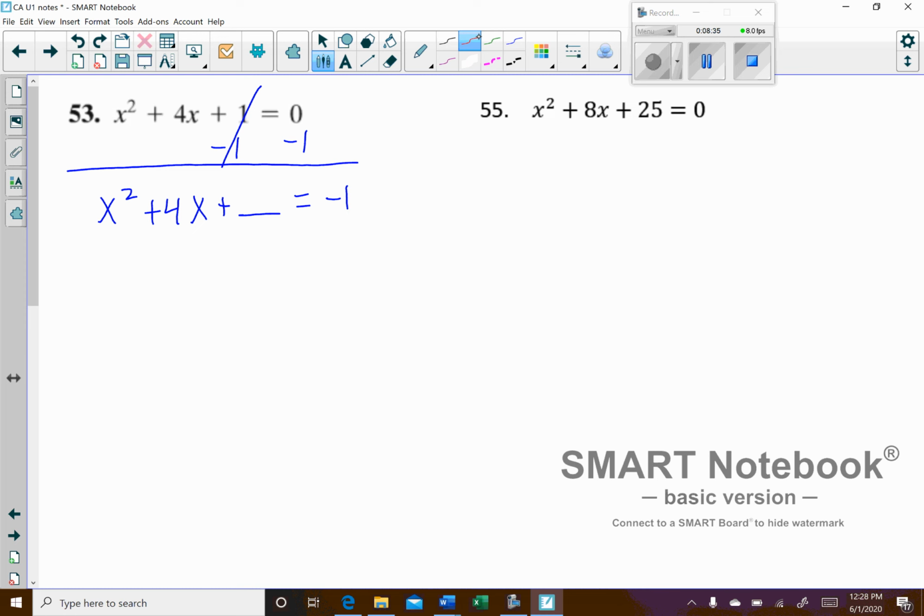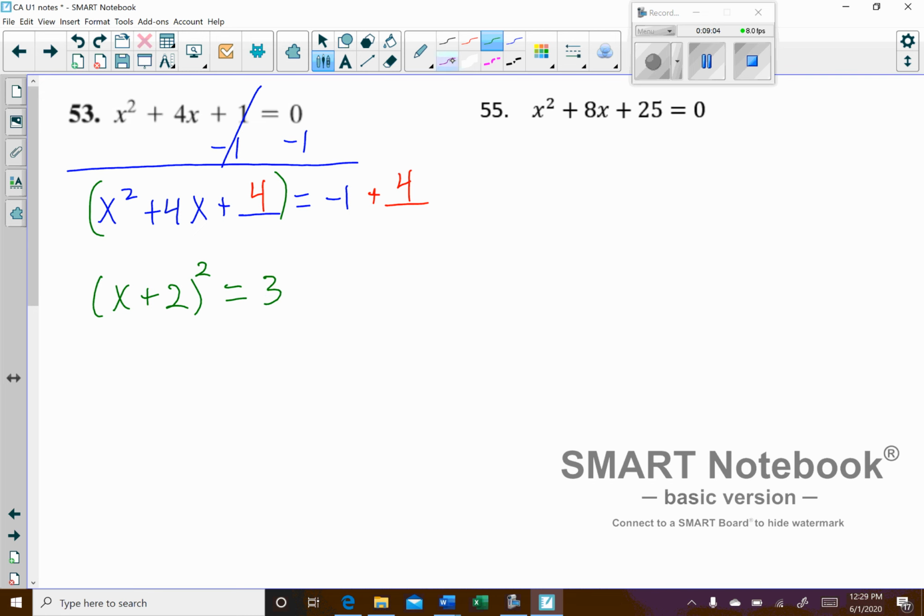Okay, and so half of 4 is 2, 2 squared is 4, so I put my plus blank over here and I have to add 4 to both sides. Okay, so I do have a perfect square trinomial right here. This is going to be x plus 2 twice, so I'm going to write it as x plus 2 squared equals negative 1 plus 4 is 3.